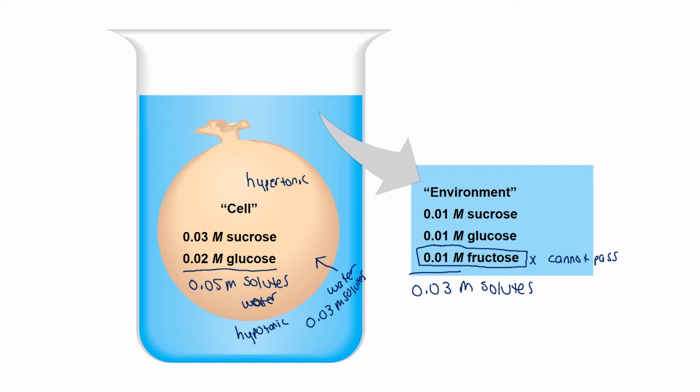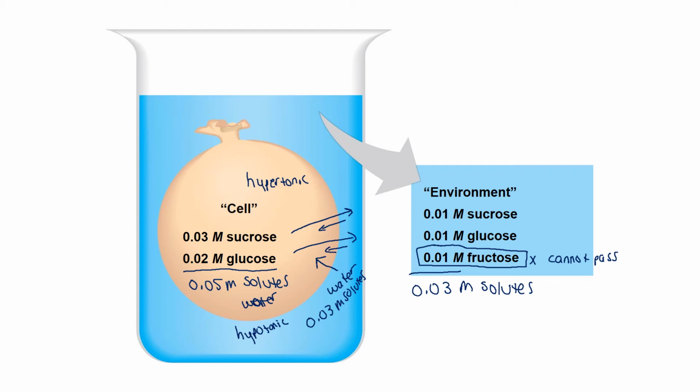Now, if we look at the solutes, we can see that both sucrose and glucose are in a higher concentration inside the cell than they are outside of the cell. Remember, solutes move along their concentration gradient, so they move from a higher concentration to a lower concentration of solute. So the rate of movement of glucose and sucrose is going to be greater outside of the cell initially than inside of the cell until they reach equilibrium.